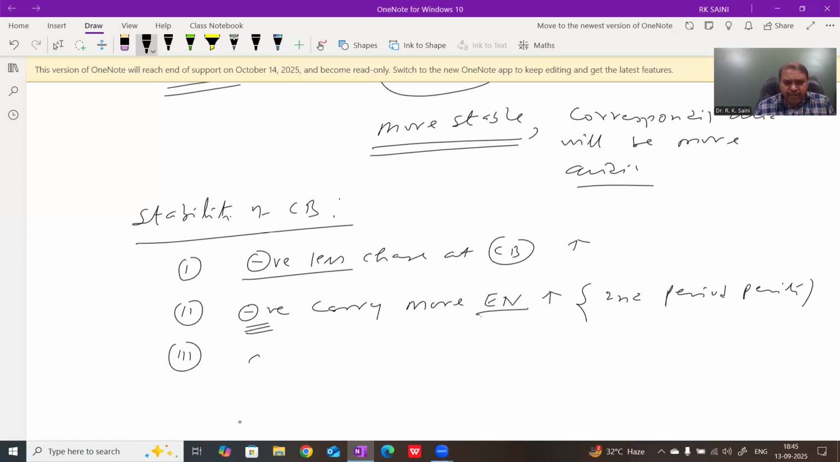Solvation, or hydration, of conjugate base. For example, OH minus ion is more solvated than acetate ion.